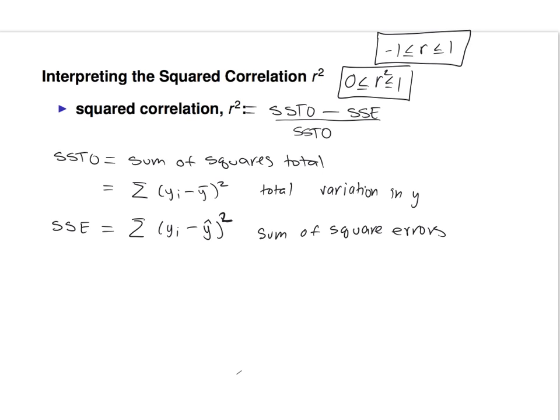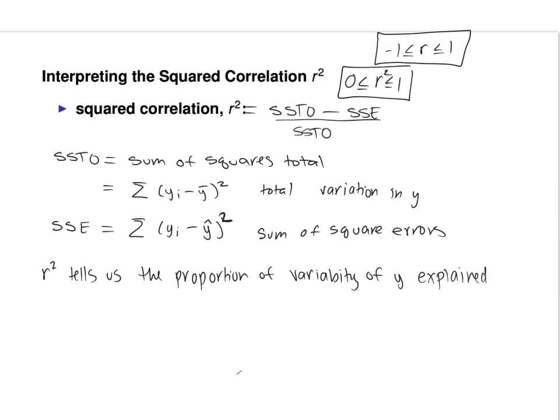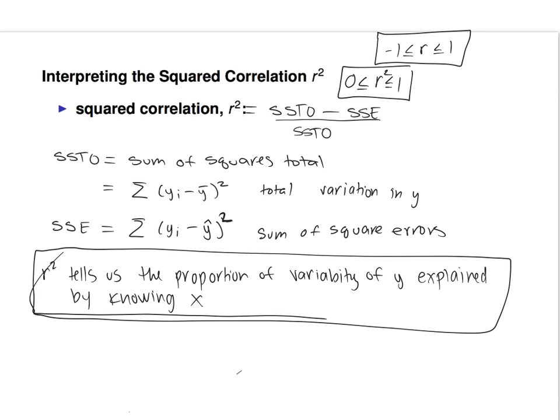And here's what R squared tells you. R squared tells us the proportion of variability of y explained by knowing x. This is the part you've got to know. So, for example, you might ask, how much of the variability in height is explained by shoe size? Does that make sense? Big shoes tend to also mean tall people, right? But how good of a predictor is that?